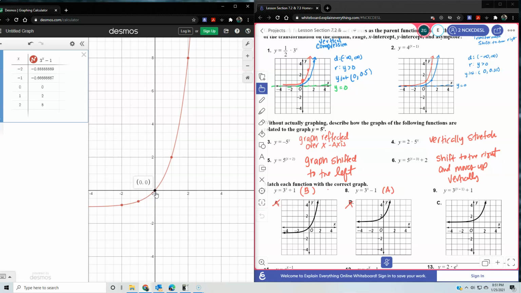So just by elimination, we know that 9 has to be C. It has multiple transformations. X minus 1 means it's going to shift to the right 1 unit, and that plus 1 is going to move it up. So the answer for number 9 is C. All you had to do for 7, 8, and 9 was matching. It was just matching.